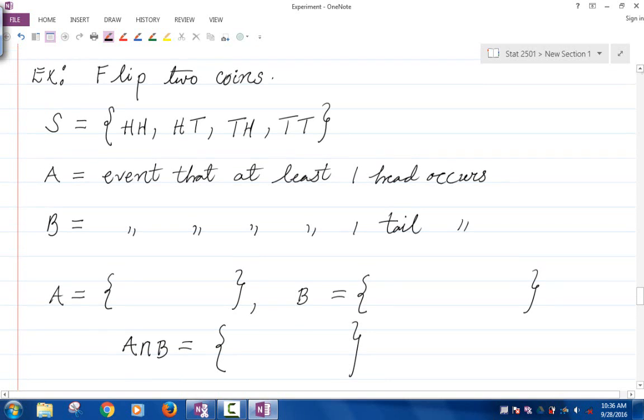Okay, so let's flip two coins. We know that the sample space is HH, HT, TH, TT. Let A be the event that at least one head occurs. B be the event that at least one tail occurs. What is A and B?